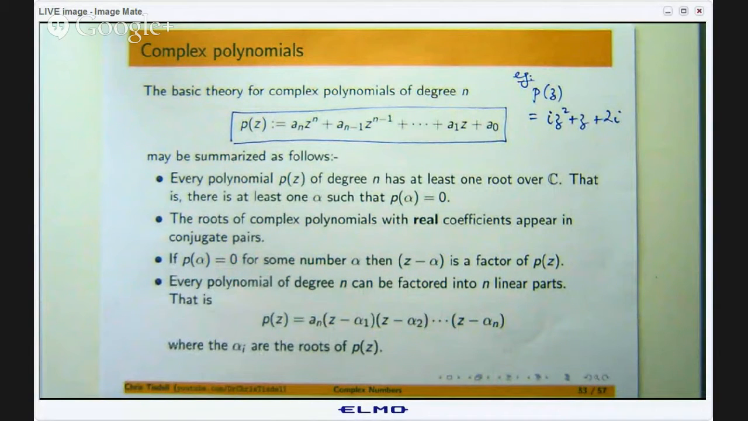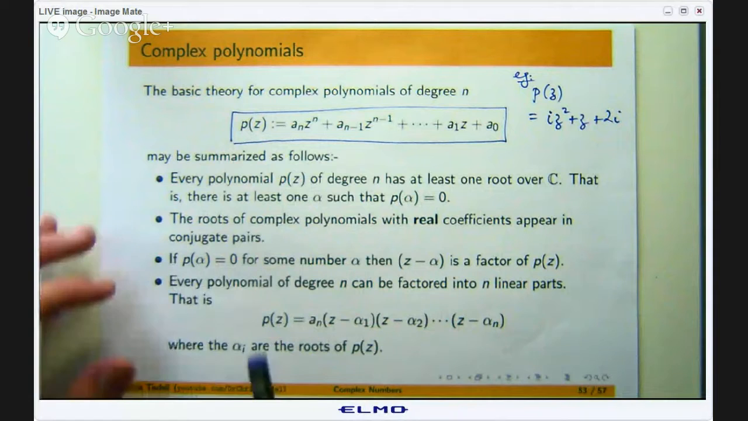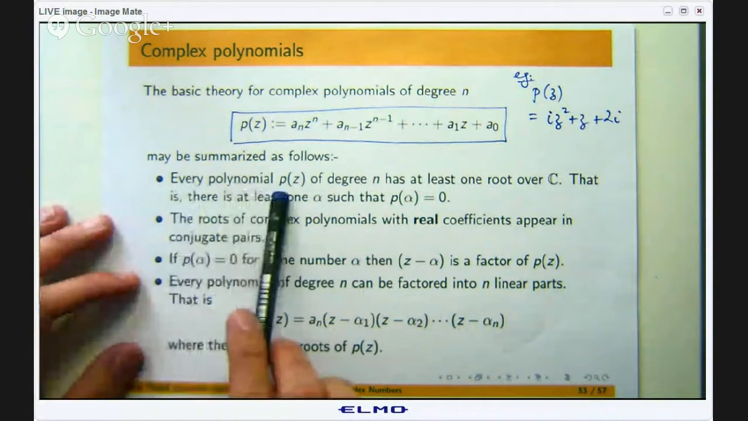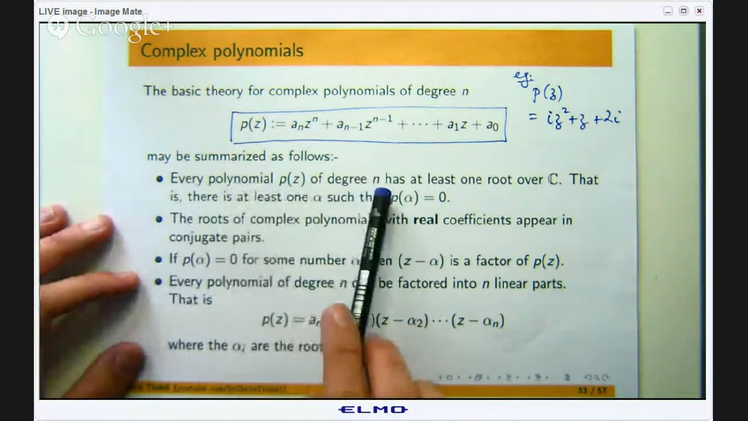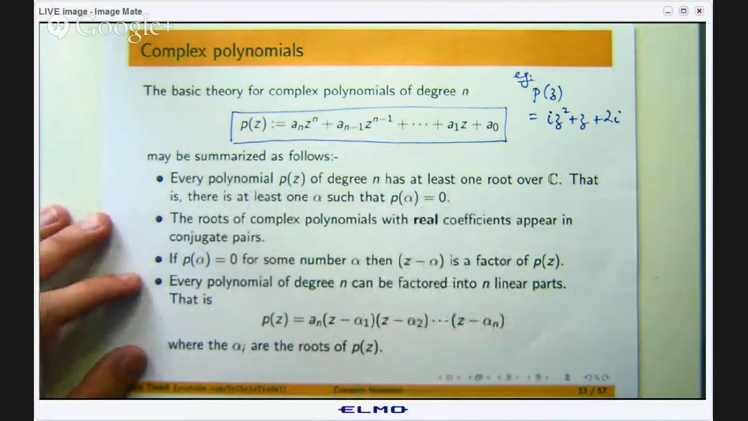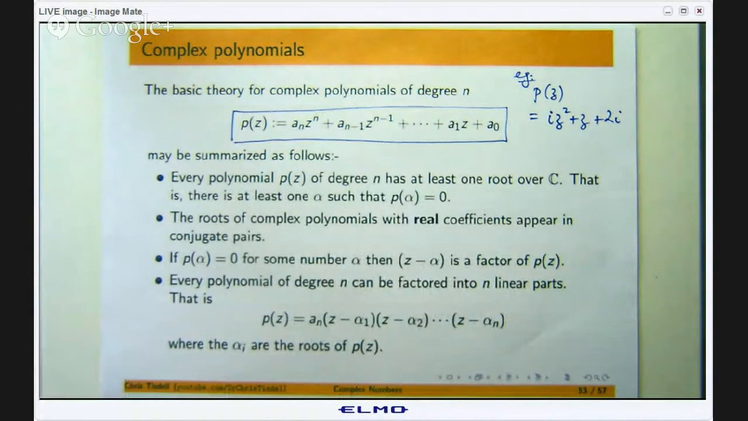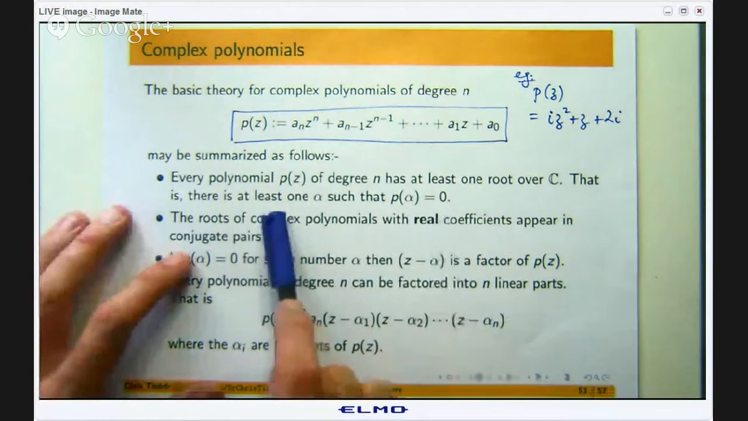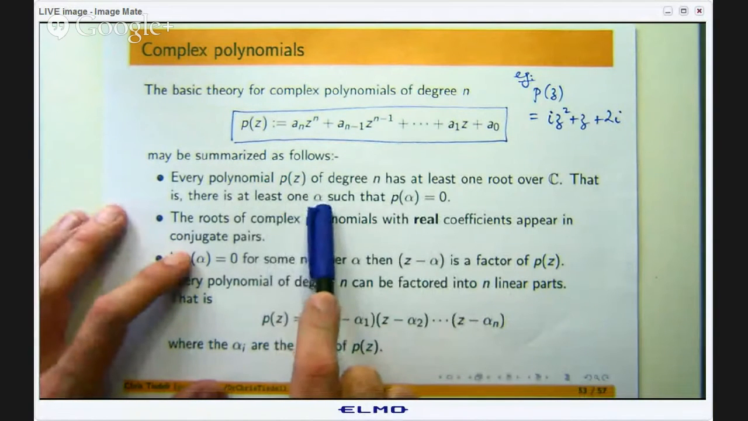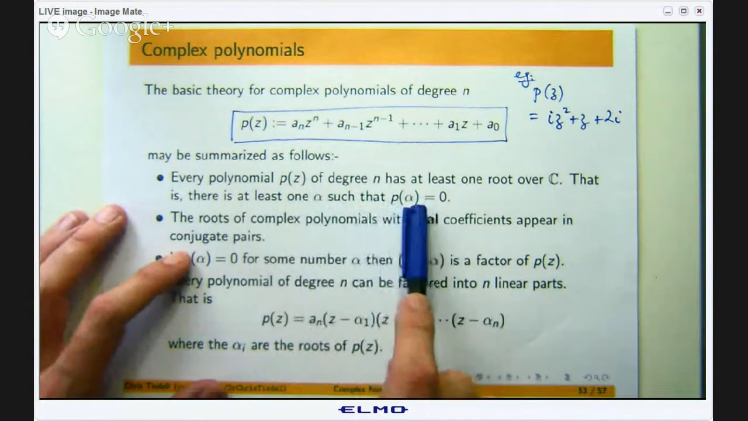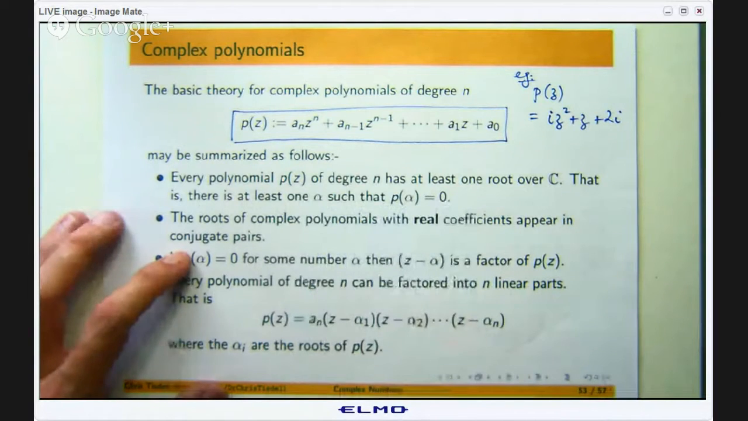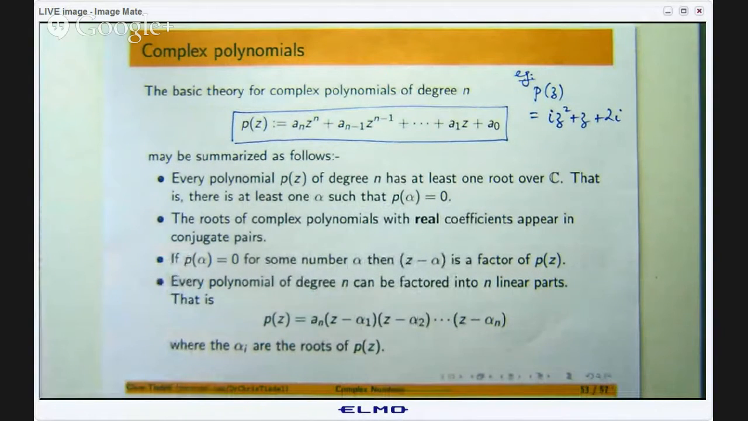Let's go through them one by one, and then we'll do an example. Every polynomial p(z) of degree n has at least one root in the set of complex numbers. That is, there is at least one number alpha such that p(alpha) equals 0. That's what we mean when we say alpha is a root of a polynomial. P(alpha) equals 0.